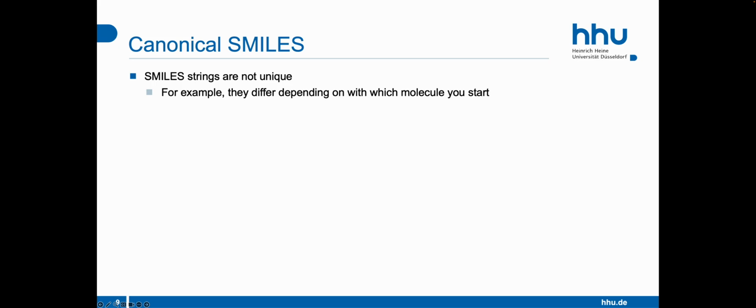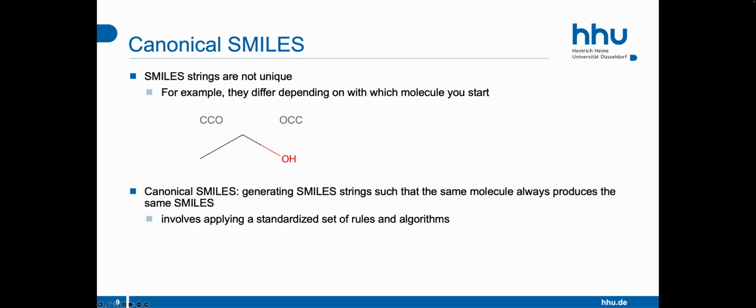You might have figured out by now that SMILES strings are not unique, meaning that we can have different SMILES strings for the same molecule. For example, depending on with which atom we start to encode. An easy example where we can see this is ethanol. We can start to encode a carbon atom first, or for example, we could also start with an oxygen atom, but both SMILES strings represent the same molecule. If we want to have unique SMILES strings for a molecule, we can use canonical SMILES, which is a set of rules and algorithms that ensure that the same molecule is always represented by the same SMILES string. However, we're not going to discuss those rules.